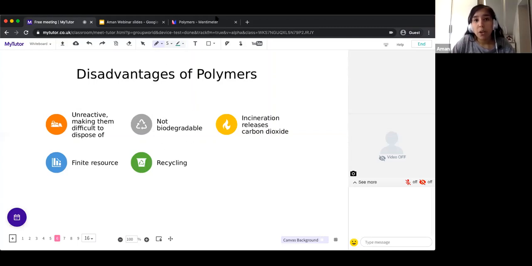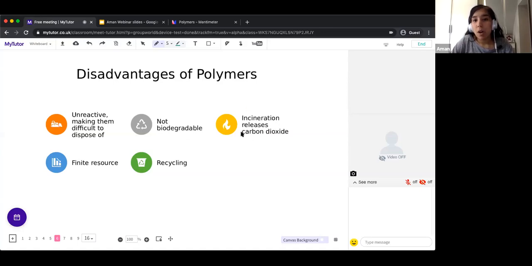Non-biodegradable. Does anyone know what biodegradable means and what usually happens if something is biodegradable? Someone's just asked me, what does finite mean? I'm going to come to that in just a second. Good. So non-biodegradable essentially means it cannot be broken down, but the way that it would be broken down if it was biodegradable is that microorganisms would come in and, if you like, eat the plastic. But because it's non-biodegradable, microorganisms cannot do that. So that often means that plastics will end up in landfill sites and they won't break down, they won't decompose, and that obviously uses up our landfill sites.